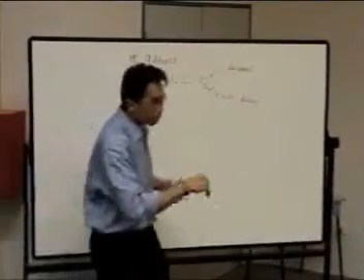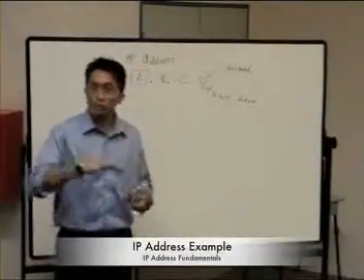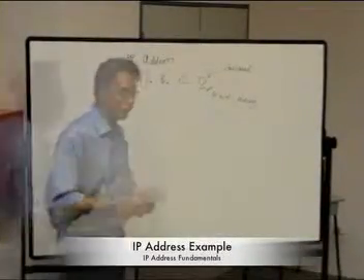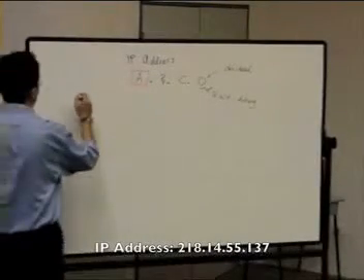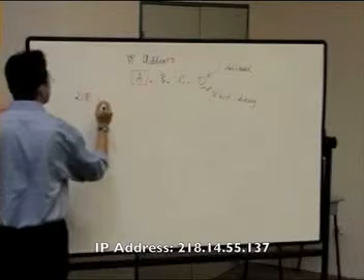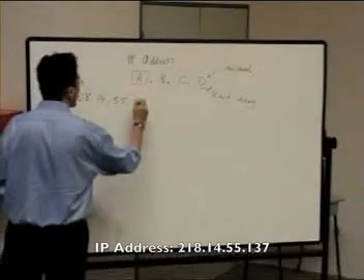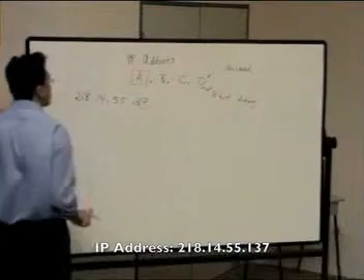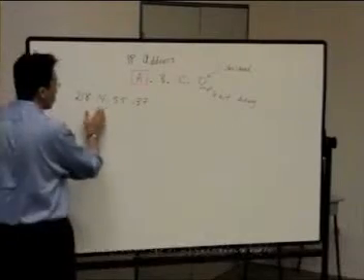I'll just jump a few slides and go to the practice. When I do the practice, try and follow me, okay? If you're not sure, ask me halfway through. The first IP address is 218, let's write it down: 218 dot 14 dot 55 dot 137. This is your standard IP address with 4 octets.